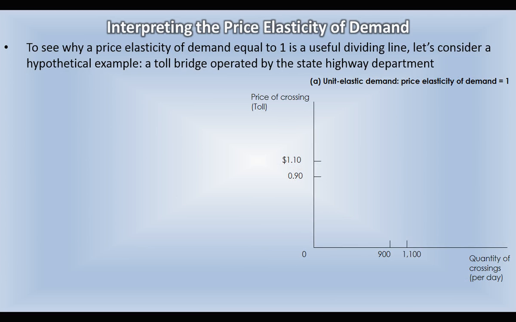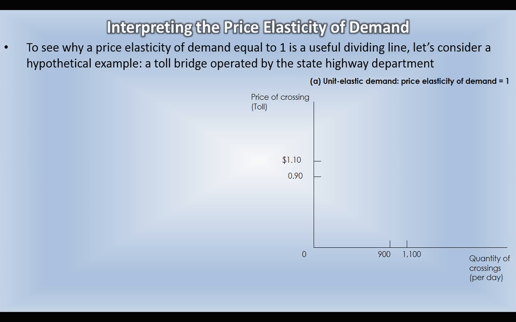All right, to see why a price elasticity of demand equal to 1 is a useful dividing line, let's consider a hypothetical example, a toll bridge operated by the State Highway Patrol Department. There's a toll bridge. People want to get from one part of town to another. They have to pay the toll. There's a price. That price can vary depending on what the needs of the municipality are.